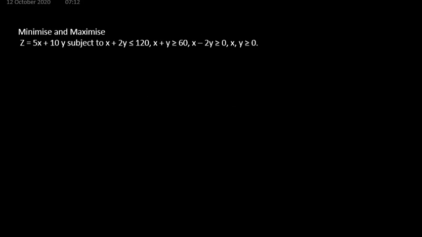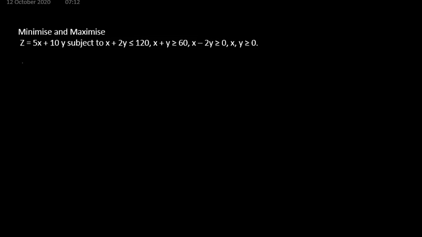Now here again we have a problem of minimization. So minimize and maximize. That means minimum and maximum both values we have to find out. Z is given x plus 10y and subjected to inequations given x plus 2y less than or equal to 120, x plus y greater than or equal to 60 and x minus 2y greater than or equal to 0. So now we have 3 inequations.